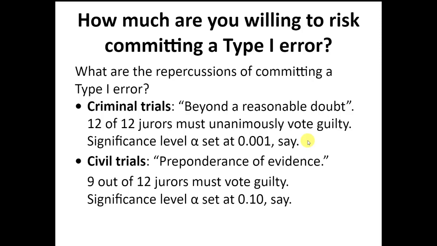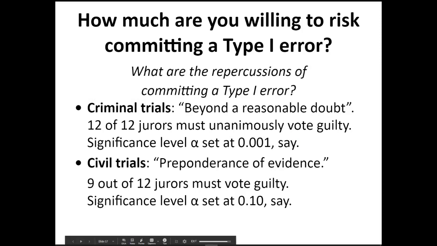In a civil trial, it's still serious, but really they just have to owe money, which is not a great thing, but they're not going to jail. Having to owe money is a lot better than going to jail or being on death row. In these situations, the statistical equivalent might be a 10% type 1 error risk, so that they're making a mistake once out of every 10 times.